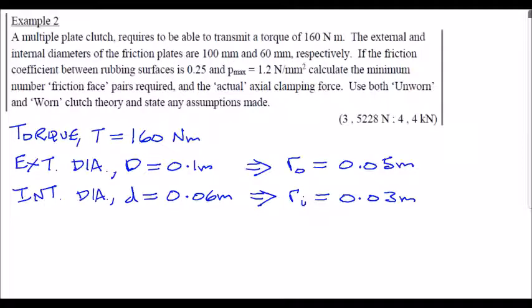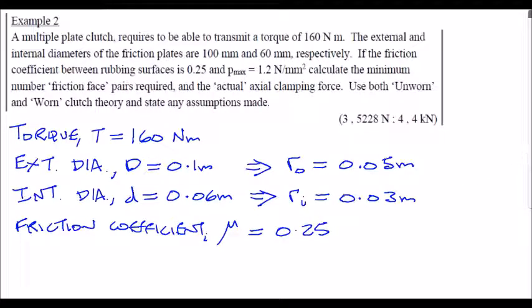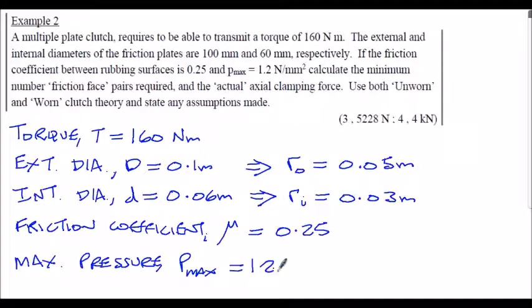What else are we given? Our friction coefficient, 0.25. It's dimensionless. And we've got the maximum pressure as well, so we need that. So P max, I'll call it. And that's 1.2. Well, that's in newtons per millimeter squared, so we need to be careful of that. That's sneaky. So 1.2 newtons per millimeter squared.